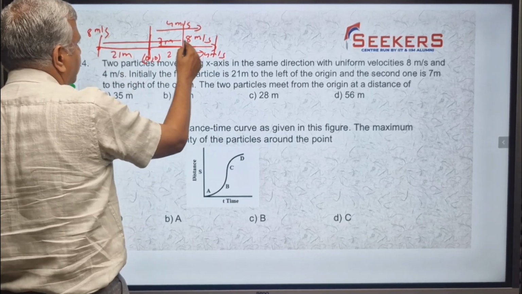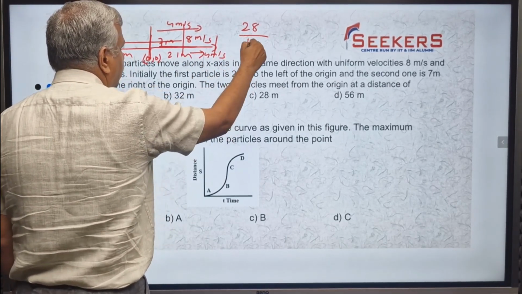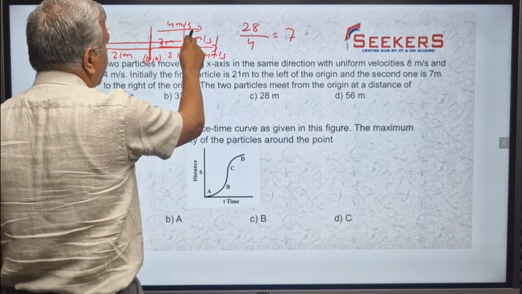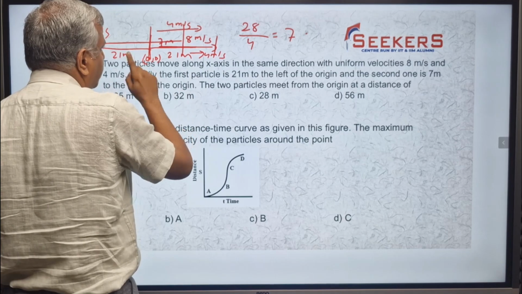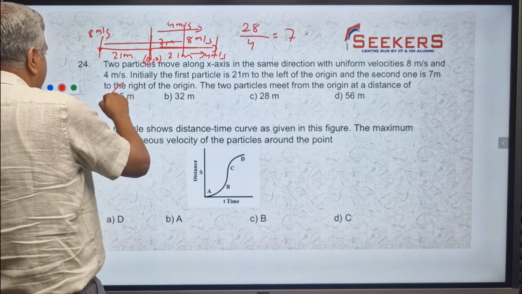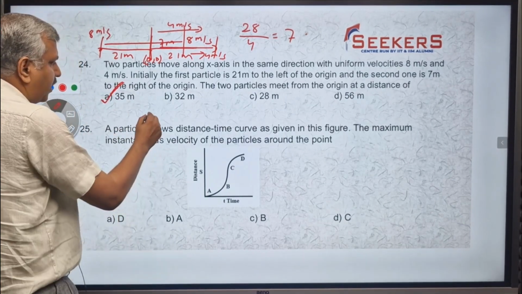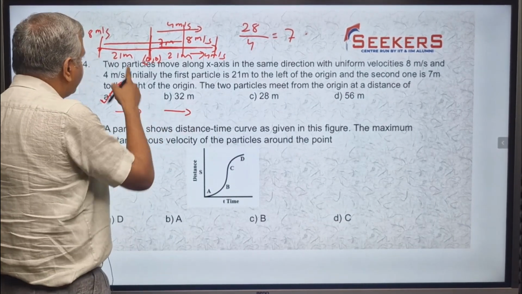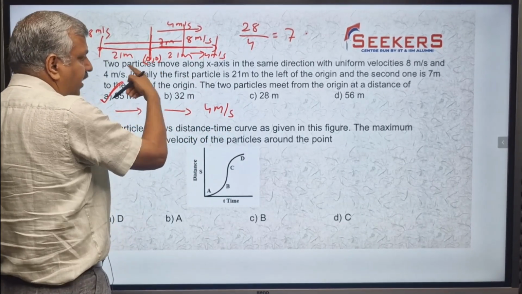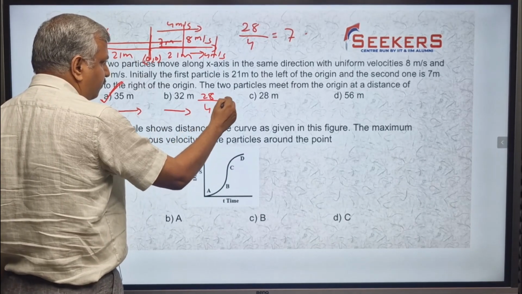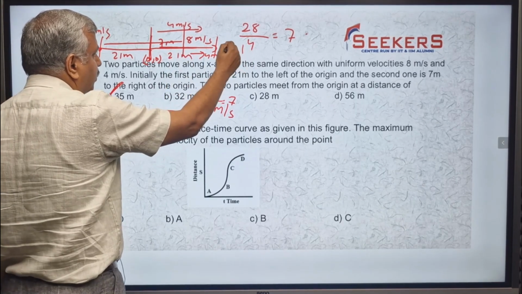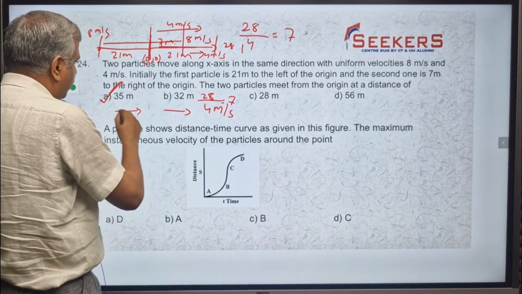Very simple, the distance between them is 28 meters and the relative velocity is 4. So they will take 7 seconds to meet. In 7 seconds the first particle would have traveled 7 into 4, 28. So 28 plus 7 is 35, so 35 distance to the right. Okay, so I hope you understand. The two particles are moving in the same direction, so in 1 second this one will travel 4 meters more than the other one. When it overcomes 28 meters, those two will meet. So 28 divided by 4 is 7. So in 7 seconds they will meet, and they meet 35 from the origin.